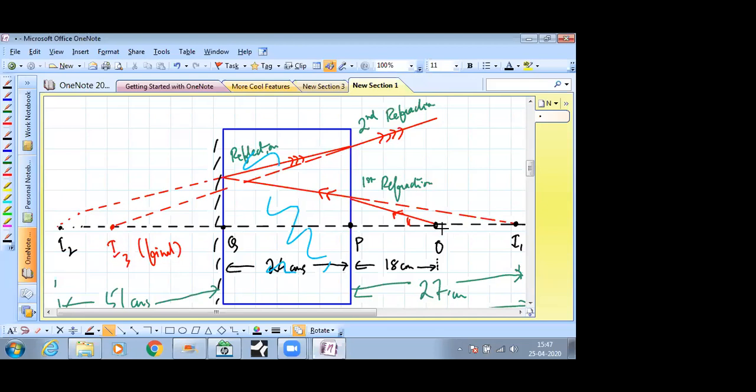And what we needed to find out is the position of the image with respect to the object as seen by the observer in front. That is nothing but OI3. So that is 50 plus this 18, so that is becoming 68. So that is the final calculation of this.